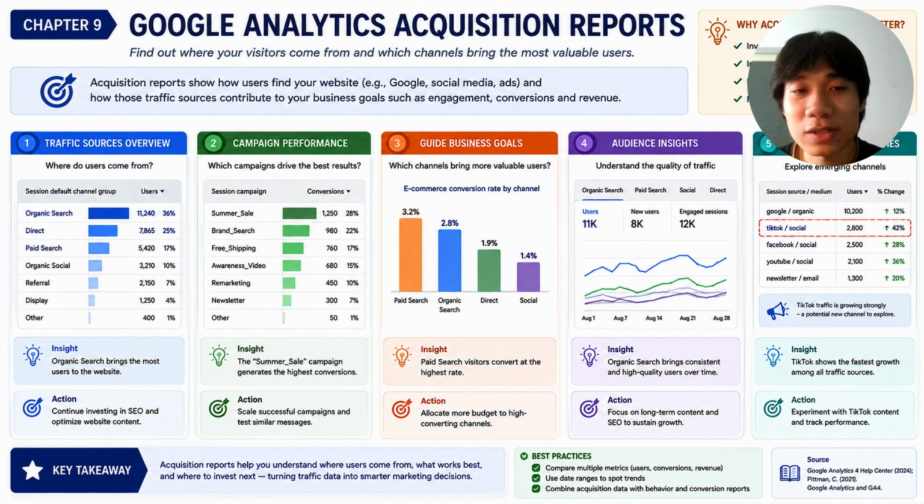Acquisition reports also help identify which landing pages attract the most visitors and which marketing campaigns generate the best results. So this allows businesses to improve their content, optimize campaigns, and attract higher quality traffic. Overall, this chapter helps to answer three important questions. First, where do my visitors come from? Secondly, which channel performs the best? And finally, where should I invest my marketing budget?